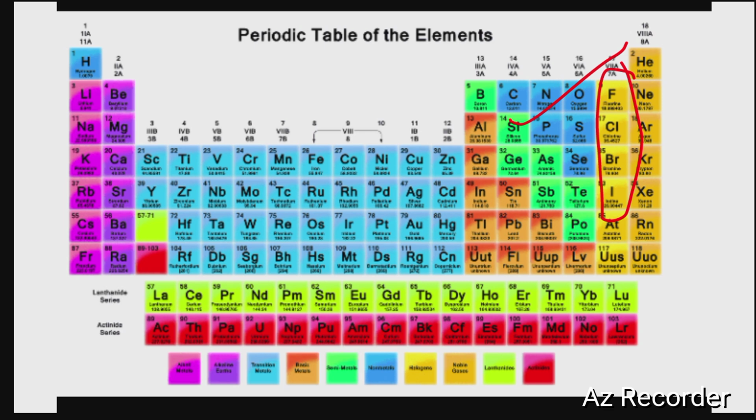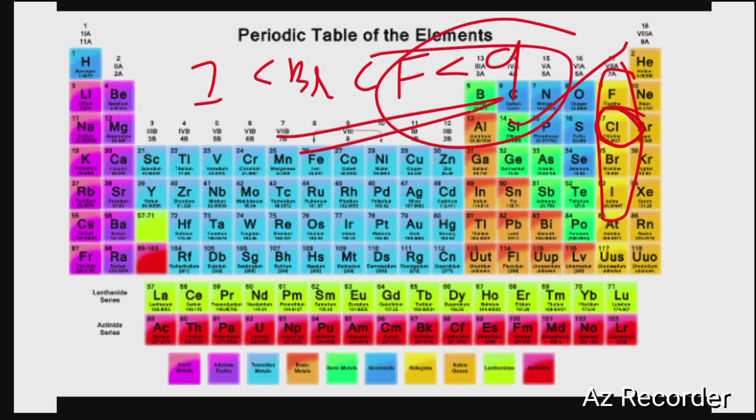But an exceptional case is obtained with respect to fluorine and chlorine. It is observed that the electron affinity of chlorine is much greater than fluorine. So this is an exceptional case which you have to note. The correct order here will be iodine less than bromine less than fluorine, and after fluorine is chlorine. This is an exceptional case, which you have to note in particular.